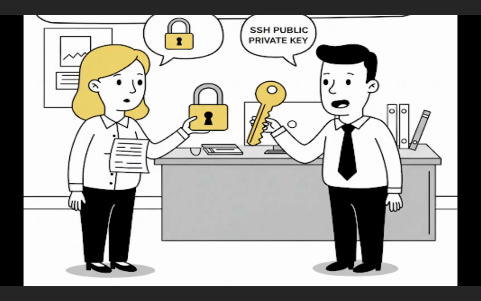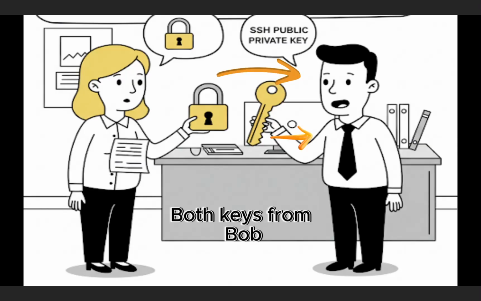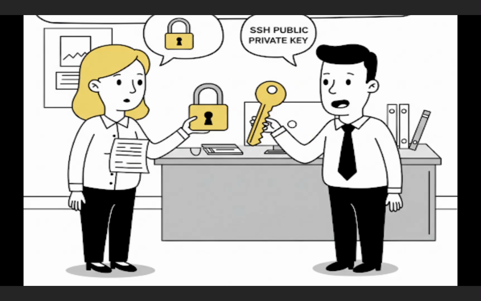How SSH works with the key pair. Bob generates a key pair on his own computer. He gives the public key, the padlock, to the server. When Bob tries to log in, the server uses the padlock to test his private key. And if the public key and private key match, Bob is allowed to get in.